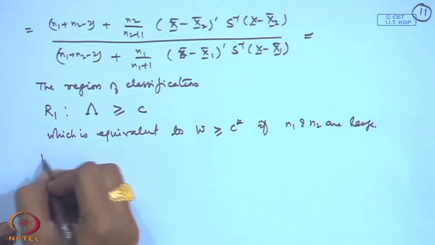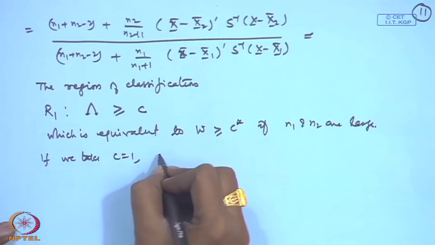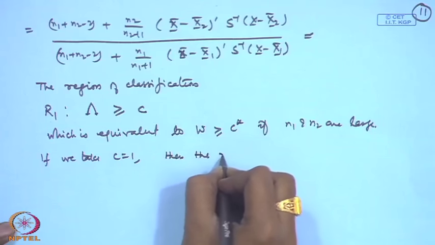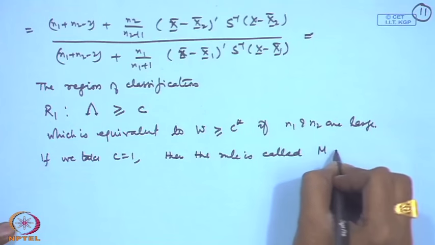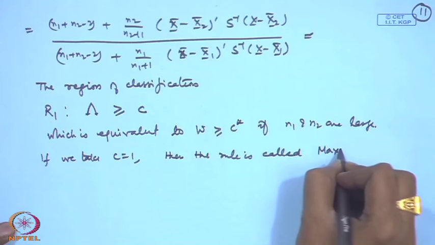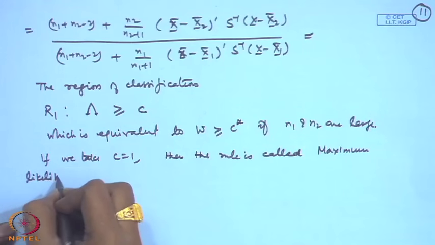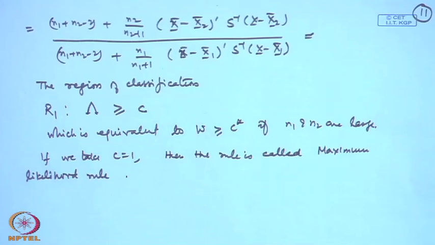And if we take C to be 1, then the rule is called the ML rule, that is the maximum likelihood rule. That means we are simply considering that choice where the likelihood function's maximization gives you the higher value. So, we can simply call it that.